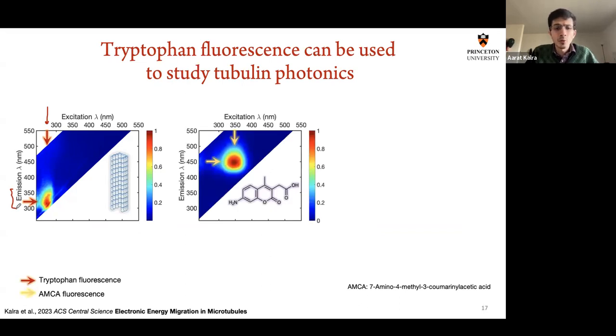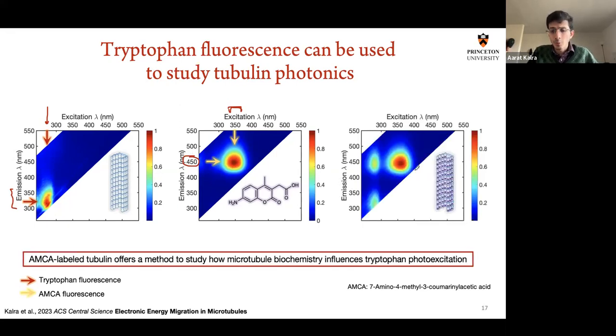Now we have this external fluorophore called AMCA. It's a coumarin derivative, and AMCA absorbs light at 350 nanometers. So it can absorb light that the tryptophan emits, and it can release this light at 450 nanometers. The next thing we did was we labeled microtubules with AMCA. And of course, we got two fluorescence signatures: the tryptophan signature in the microtubules that was already there, and the AMCA signature that came from the labeling of the microtubules with AMCA.